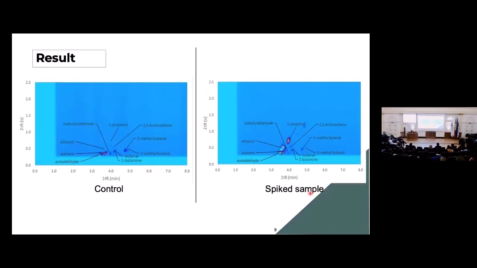Moving on, we have our chromatograms over here. The left side is our control and the right side is our spike samples. Based on this visual observation, you can see that these two chromatograms are different. So you can definitely tell that there's something going on.